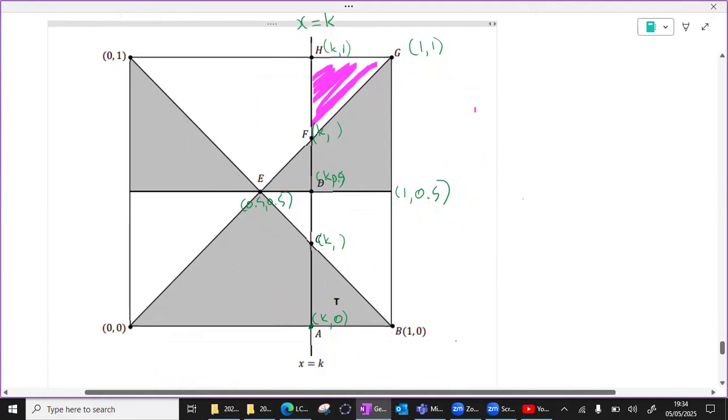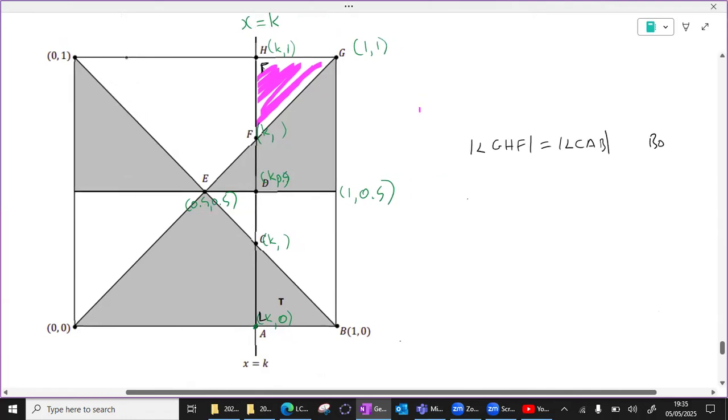So the tests of congruency are RHS, SAS, SSS, or ASA. We have to do one of them. So let's just mark out a few things. They both have a right angle anyway, so that might be a good place to start. So the measure of the angle GHF is equal to the measure of the angle CAB. And what we can say is that they're both 90 degrees.